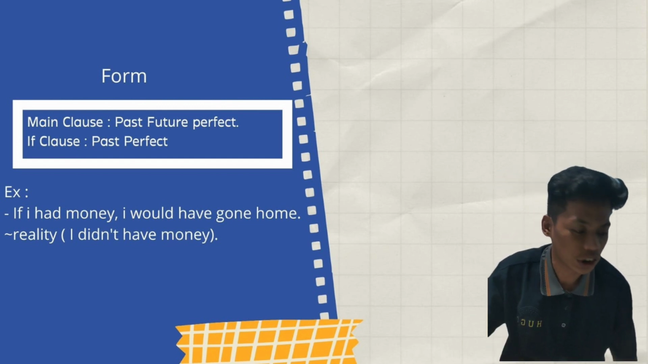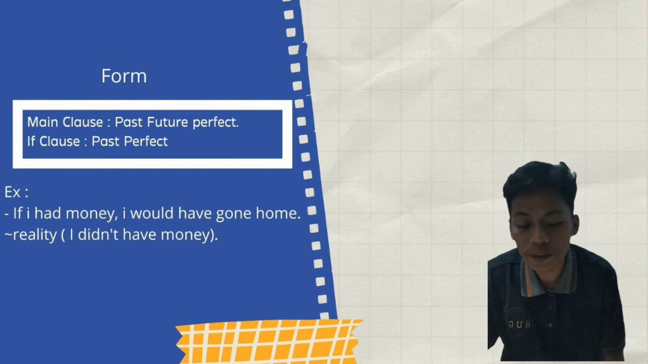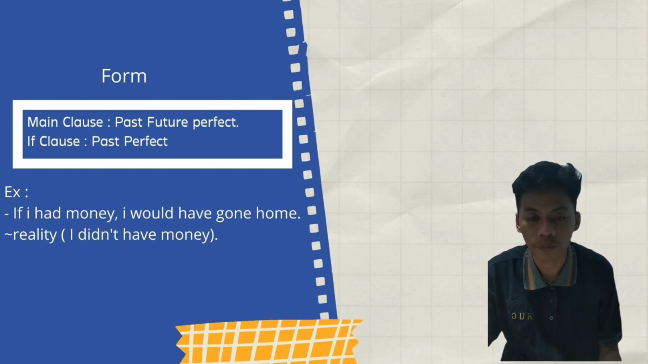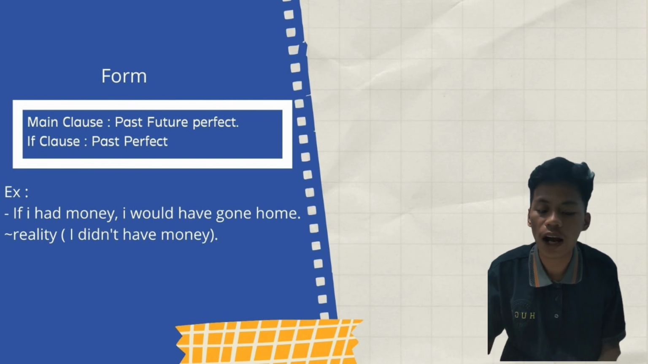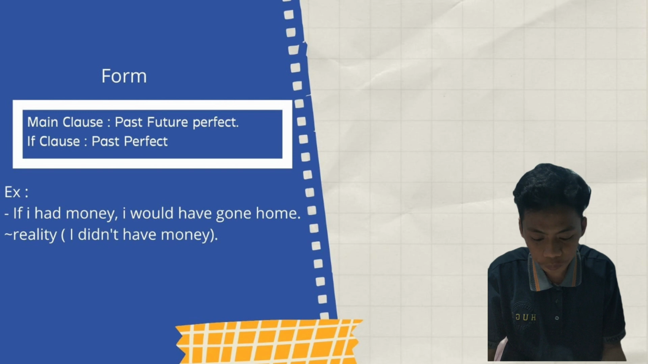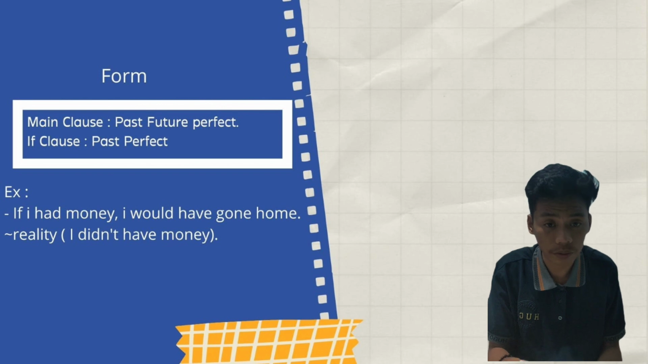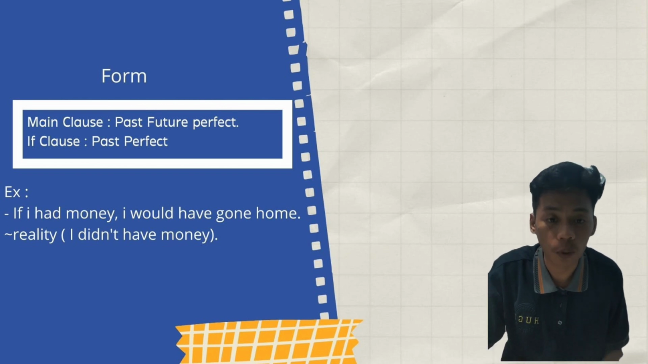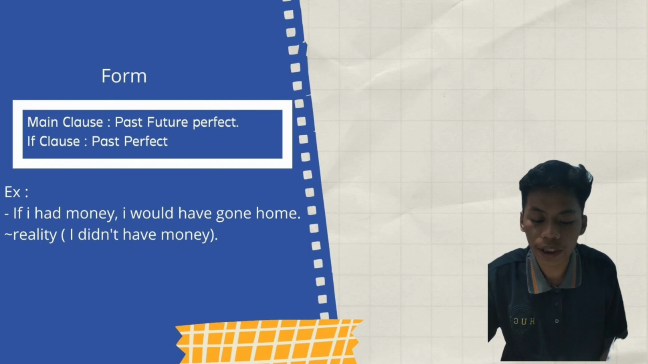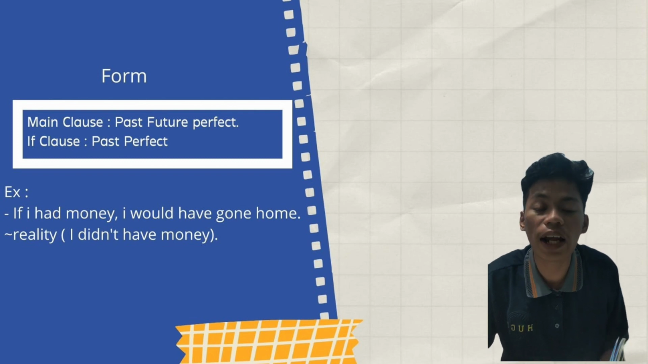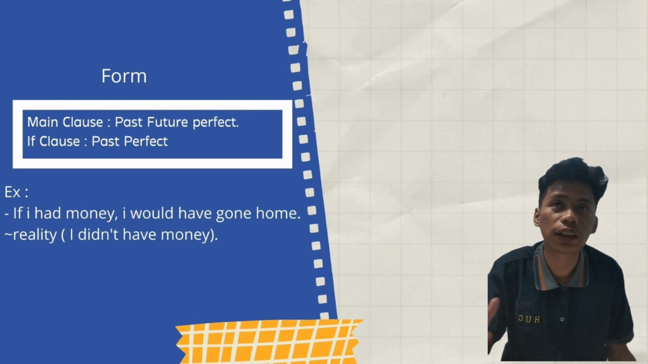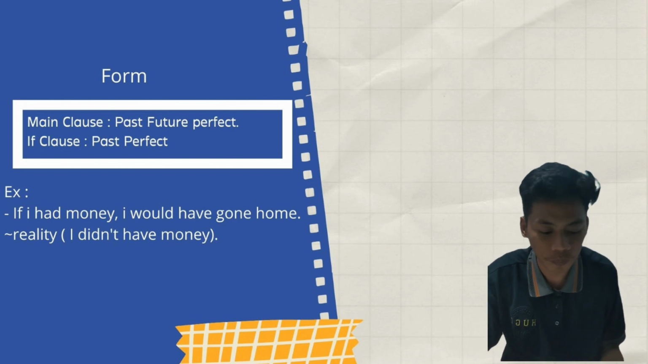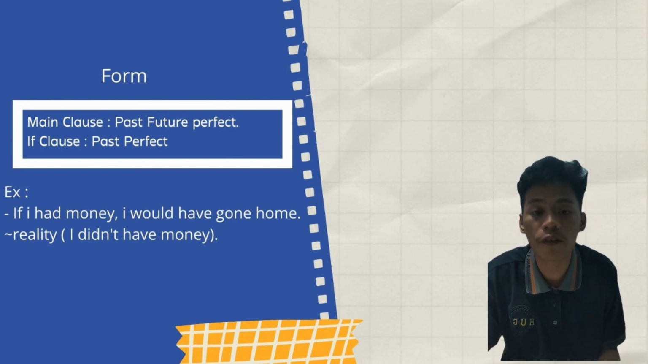For example: if I had had money, I would have gone home, or I would have gone home if I had had money. The if clause is if I had had money, and the main clause is I would have gone home. Because he did not have money, he did not go home. Or we can say the reality is, I didn't have money, so I didn't go home.